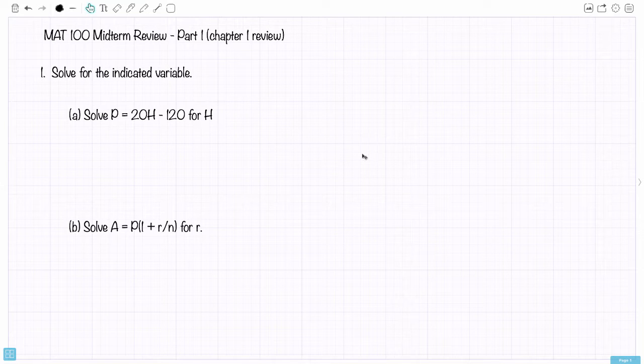Welcome. This is a Math 100 midterm review, and this is part 1, a chapter 1 review. And the problems that I'm doing are from page 105 in the current edition of the Math 100 book.